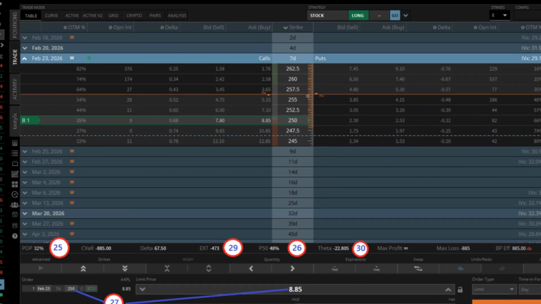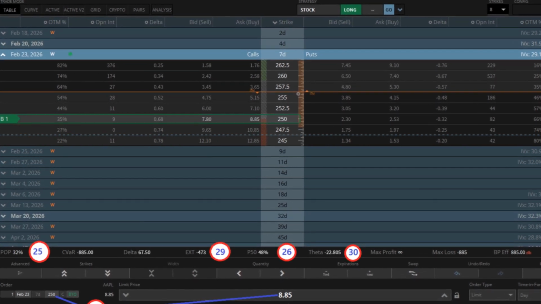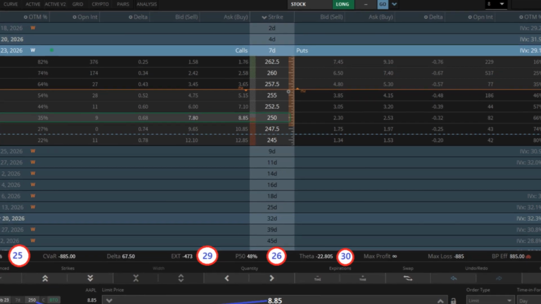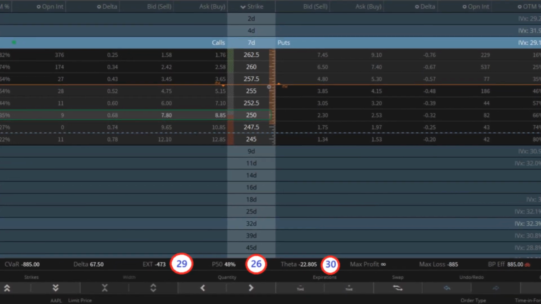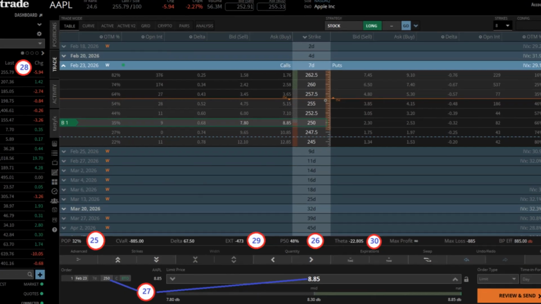29. Extrinsic value, time value. This is the extra price you're paying for time, volatility, and future potential. This is the part that melts every day. This is why options lose value even if price doesn't move.